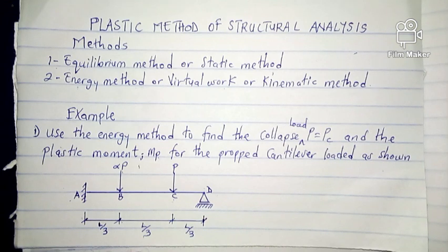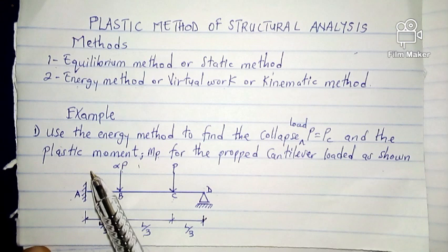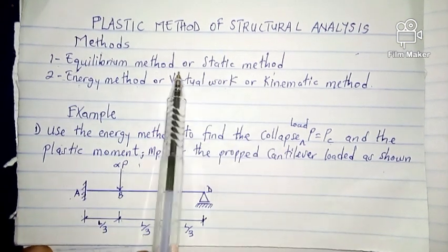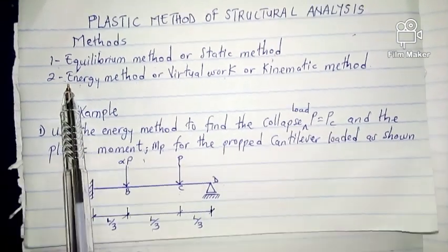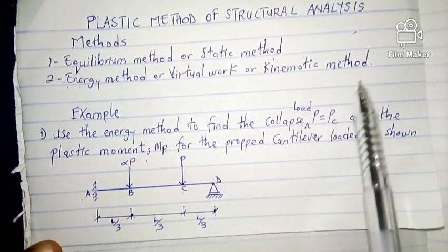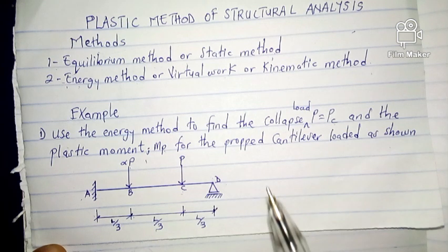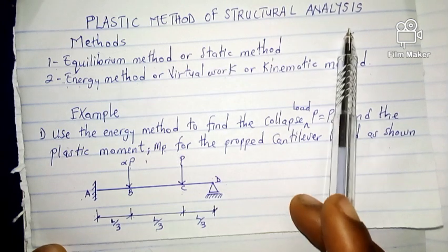Today we are going to talk about the plastic method of structural analysis. Generally, we have two methods, which are the equilibrium method or static method, and the energy method, or virtual work, or kinematic method. These are the two methods that are used in solving classic problems of structural analysis.